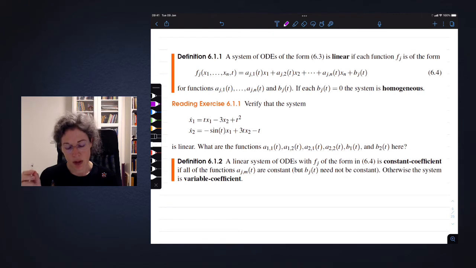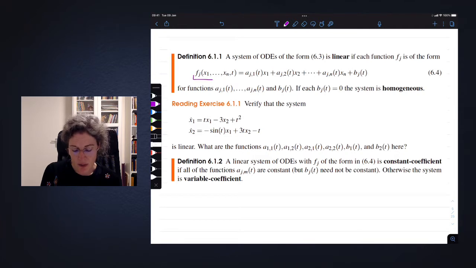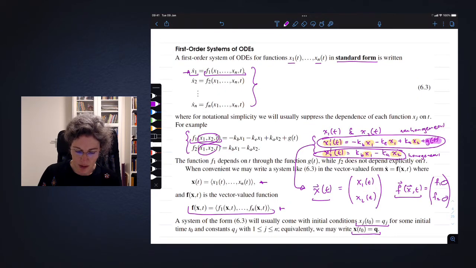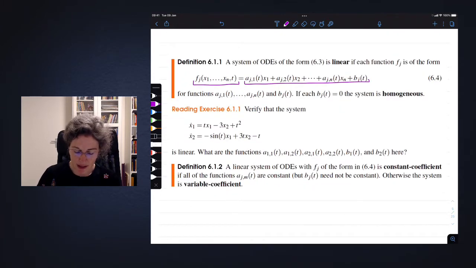So a little more terminology. Just as we've been talking about individual differential equations being linear or nonlinear, we can do the same thing with systems. If it's the case that the right-hand side of our first order differential equation is linear, so it looks something like this, and every single one of our DEs in our system is linear, then we say that the whole system is linear. And if each of the individual equations is homogeneous, then the entire system is homogeneous. But if you have even one that's non-homogeneous, then the whole system is non-homogeneous.